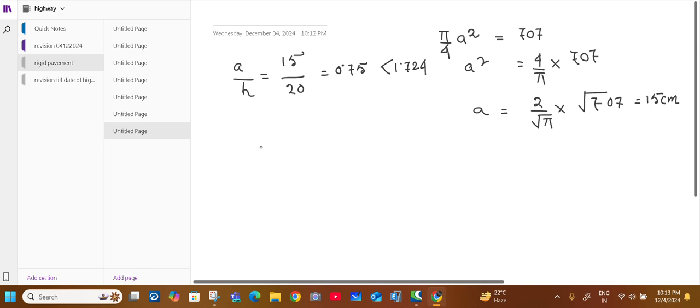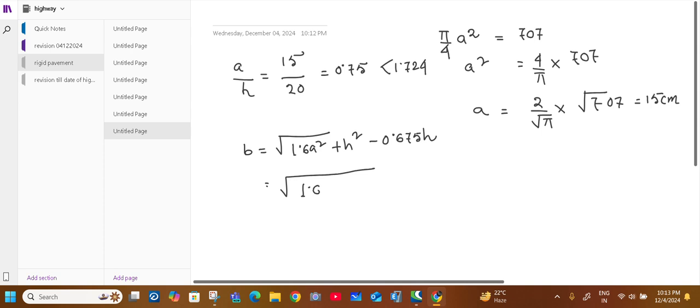So we have to calculate in this formula: root of 1.6 a square plus h square minus 0.675 h, equal to root of 1.6 into 15 square plus 20 square, minus 0.675 into 20, equal to 14.07 centimeter, the equivalent radius of resisting section.